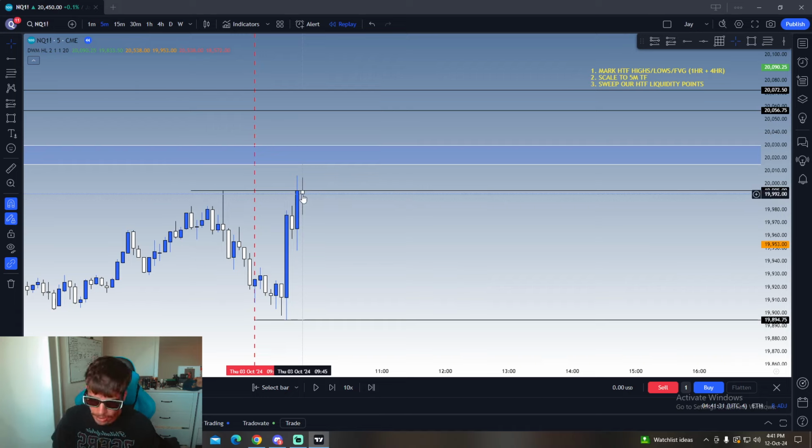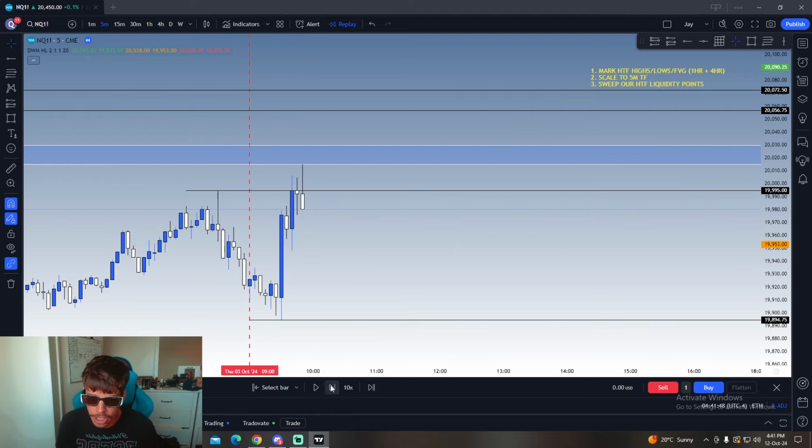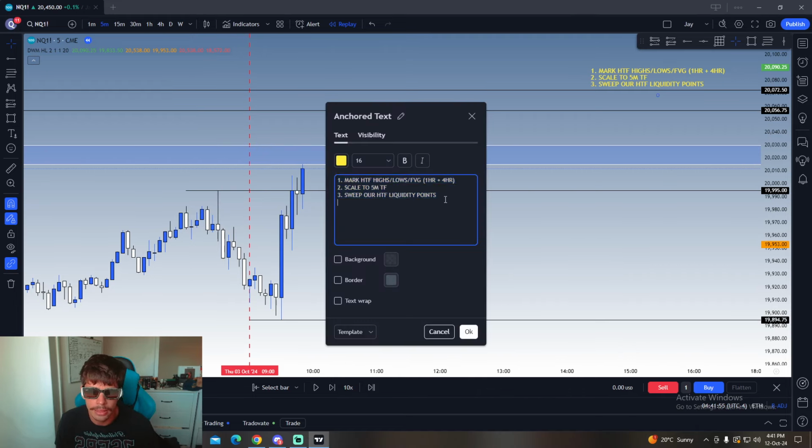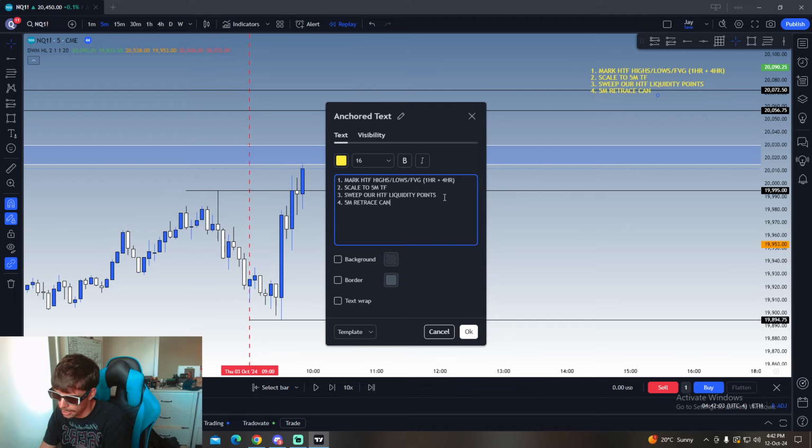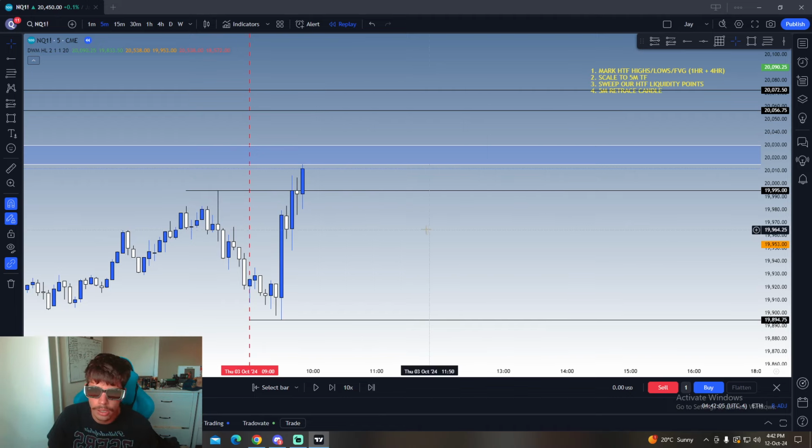Definitely, okay? Definitely we want to see us take liquidity, a candle that closes in our bias direction. We're bearish now, so we want to see a bearish candle, and then our retracement candle, which in this case is bullish. Bang, right there. Okay? Five-minute retrace candle. Bang.